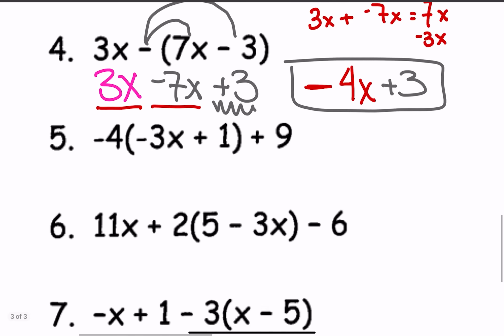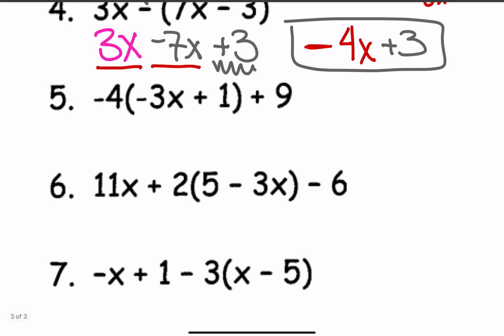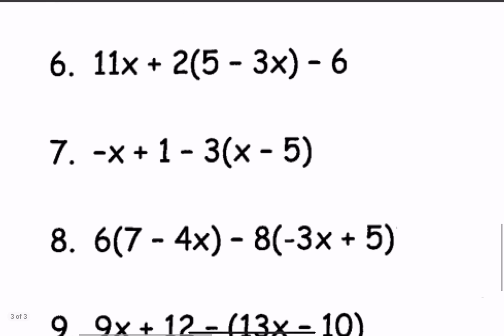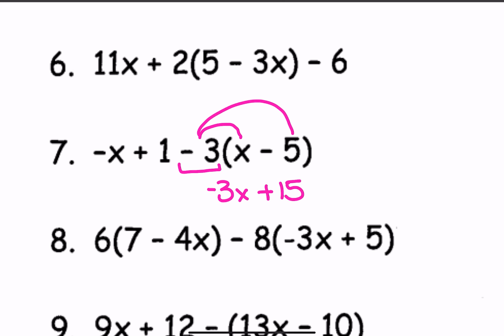I think you guys can do 5 on your own. 6, I'm pretty confident you can do. But let's look at number 7. So 7, we have -x plus 1 minus 3 parentheses x minus 5. We can't do the stuff inside the parentheses, x minus 5, but we can multiply this negative 3. Negative 3 times x is a negative 3x. Negative 3 times negative 5 is a positive 15. We didn't mess with anything else, so we bring everything else down.